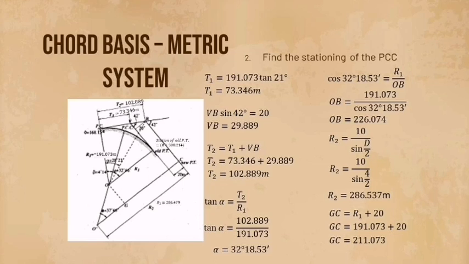And now we are going to compute the alpha, or A. So tan A equals T2 over R1. So the tangent distance 2, which is 102.889 meters, and the radius 1, which is 191.073. After we divide, we will get the answer of 32 degrees 18.53 minutes. And for the OB, cos 32 degrees 18.53 minutes, which is our A or the alpha, equals radius 1 over the OB.